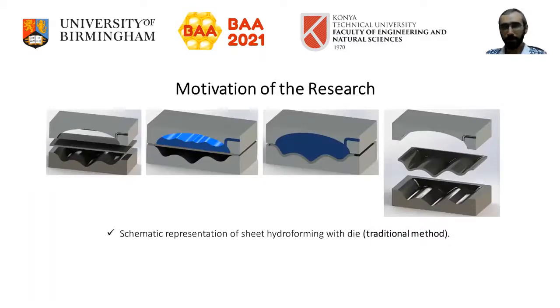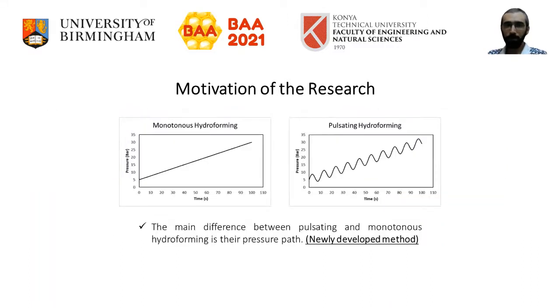So this is a schematic representation of sheet hydroforming with die. This is a traditional method. In a traditional method, we apply a monotonous pressure path like this, but in pulsating hydroforming, we used a sinusoidal pressure path. So the main difference between pulsating and monotonous hydroforming is their pressure path. This is a newly developed method in the last decade.